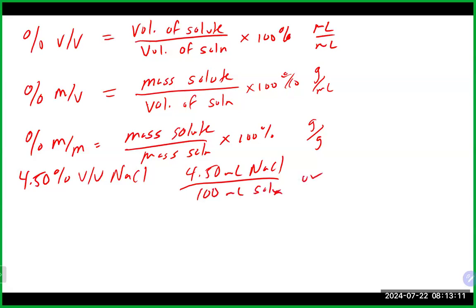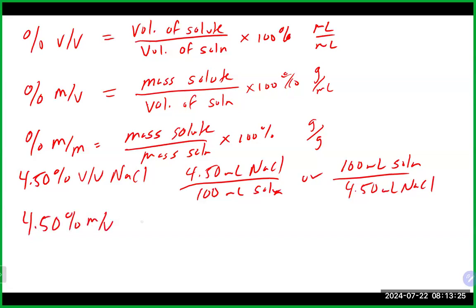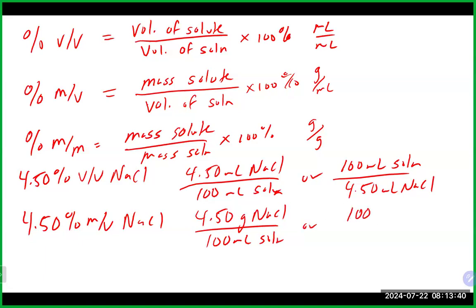Or again, you could flip it around and go the other way, 100 milliliters of solution over 4.5 milliliters of sodium chloride. You can also have 4.5% mass to volume sodium chloride, and that will give you 4.5 grams of sodium chloride in 100 milliliters of solution. Or again, you can use it as a conversion factor the other way, 100 milliliters of solution gets you 4.5 grams of sodium chloride.